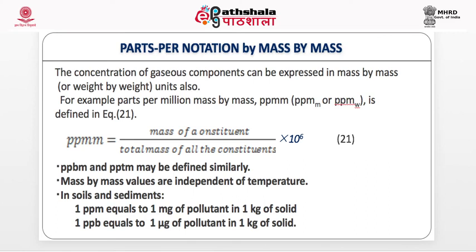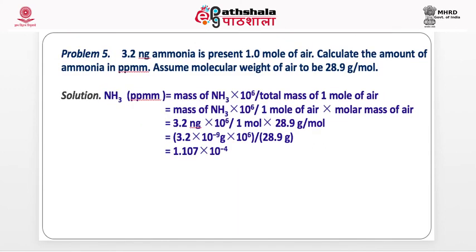For example, parts per billion mass by mass, ppmm. This point must be remembered: earlier we wrote ppmv because volume was the unit. Here mass is the unit. In some books you will find W, that is weight, added; one and the same thing. ppmm equals mass of a constituent divided by total mass of all the constituents, into 10 to the power 6. Remember, for ppm it is 10 to the power 6. This can be written similarly.